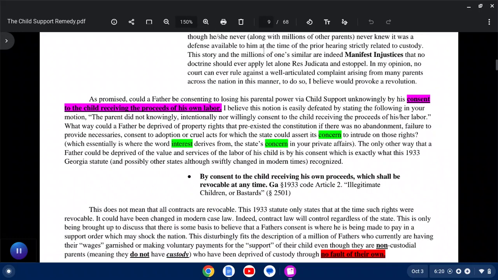The story and millions of ones similar are indeed manifest injustices that no doctrine should ever apply, let alone res judicata and estoppel. In my opinion, no court can ever rule against a well-articulated complaint arising from many parents across the nation in this manner. To do so, I believe, would provoke a revolution.